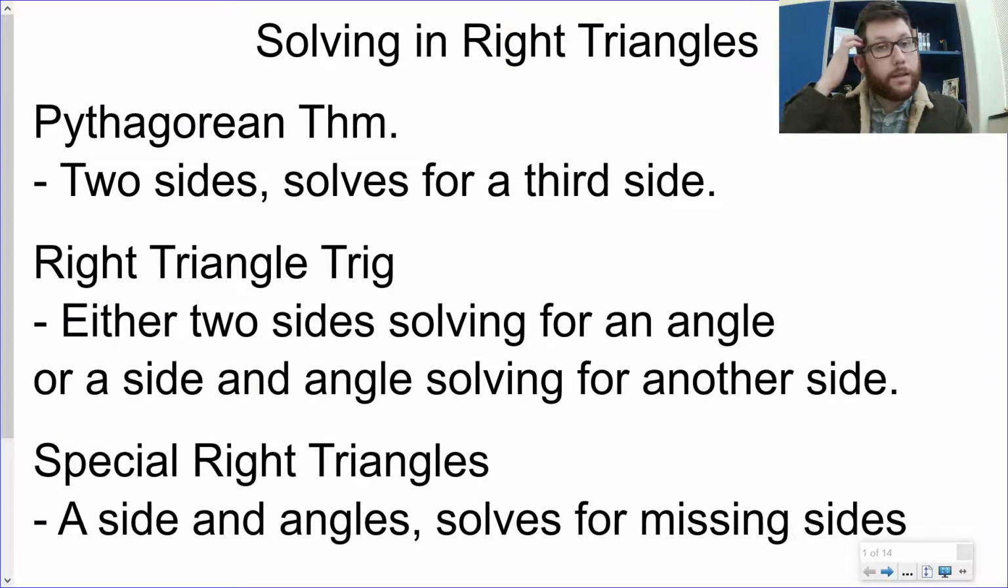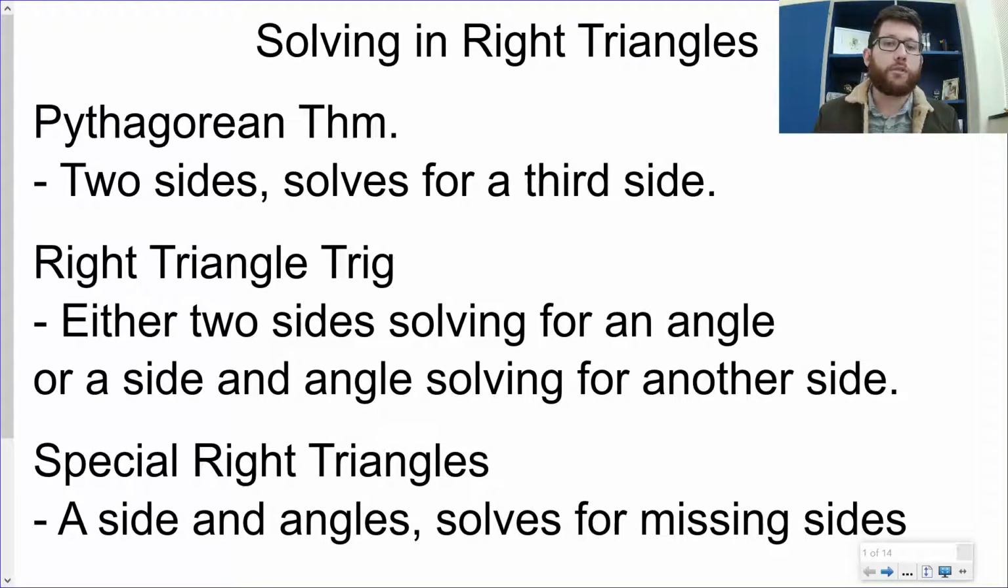Alright guys, in this video we are going to review solving in right triangles. Now before we jump in, let me just give you a big picture of what we're doing here. We are going to move quickly through the different ways we can solve for sides or angles in right triangles. This is not meant to teach you all the new material, this is just meant to review, refresh, hopefully bring this back up to mind.